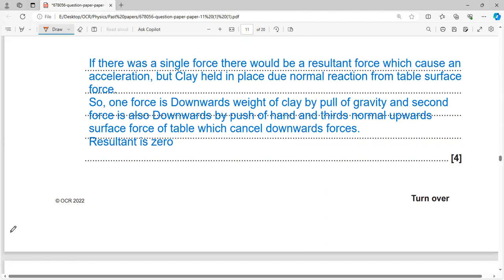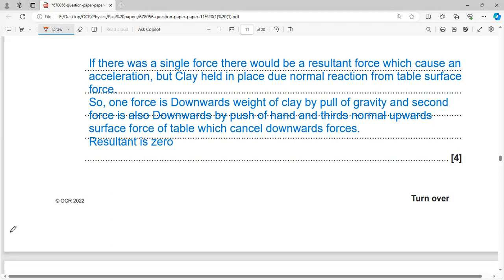Number 1, if there was a single force, there would be a resultant force, which caused the acceleration, but the clay is held in its position due to the normal force of the surface. So the clay is not moving, or there's no acceleration in the clay. So the clay stays on its position. So that's why more than one force is being applied on the clay. So we can explain this answer.